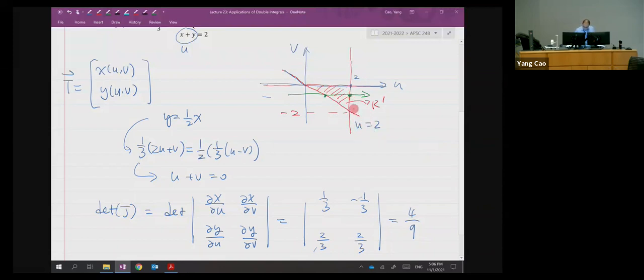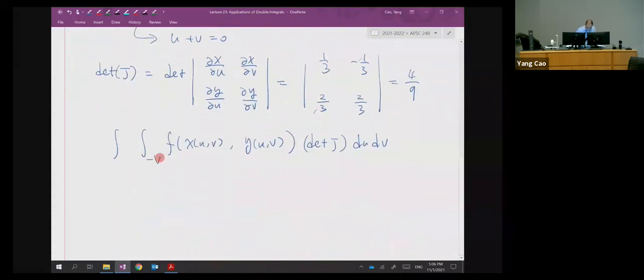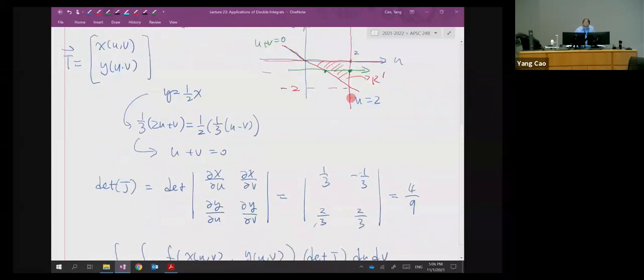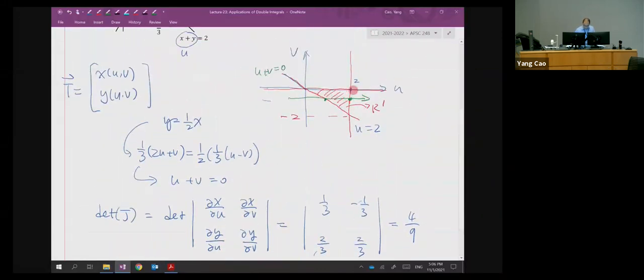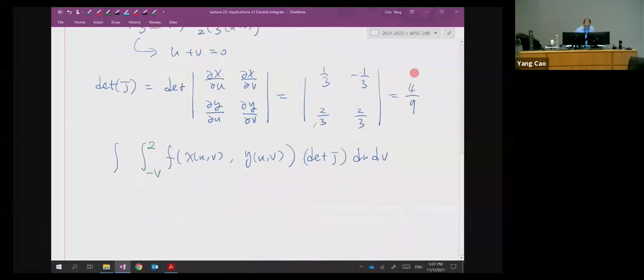This line here is u plus v equal to 0. So that's u min must be negative v, right? So negative v. 2, this boundary here is 2. Okay, that's the u limit. And for v, you sweep these arrow lines from the minimum here to here. That's from -2 to 0. And that's how you find the limits for u and v.